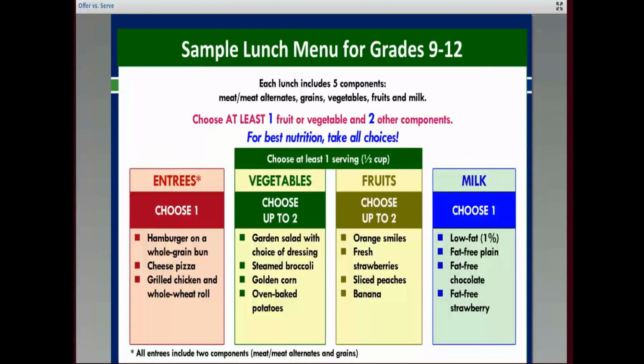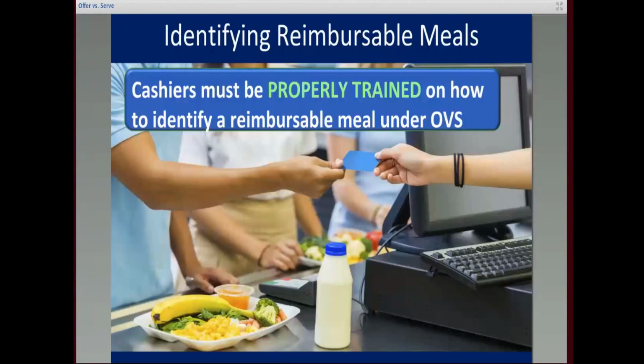An example for 9 through 12 here, you see that the change in verbiage goes from choosing 1 or 2 to choosing up to 2 half-cup servings, and that is indicating that their minimum requirement is that full cup serving of vegetable and fruit. So choosing up to 2 will give them that full cup of each component. And again, if you have planned this way that you would like them to be required to take an entree and required to take a milk, that is okay, but that is not a requirement under offer versus serve. Only half-cup serving of fruit and vegetable along with 2 other components.